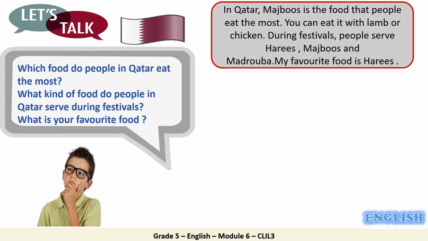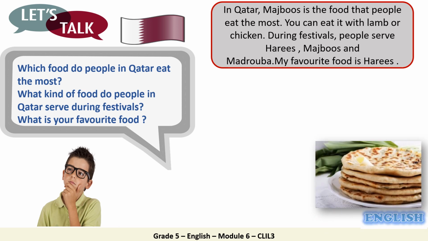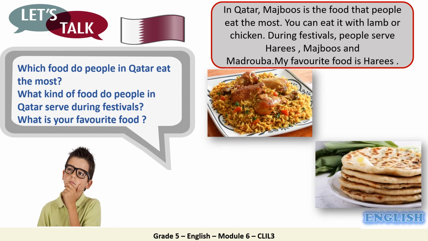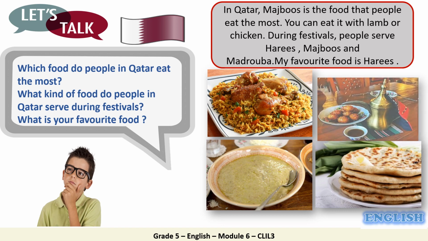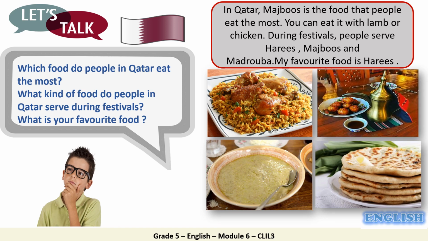In Qatar, majboos is the food that people eat the most. You can eat it with lamb or chicken. During festivals, people serve haris, majboos, and madruba. My favorite food is haris. Good job, grade 5. Excellent.